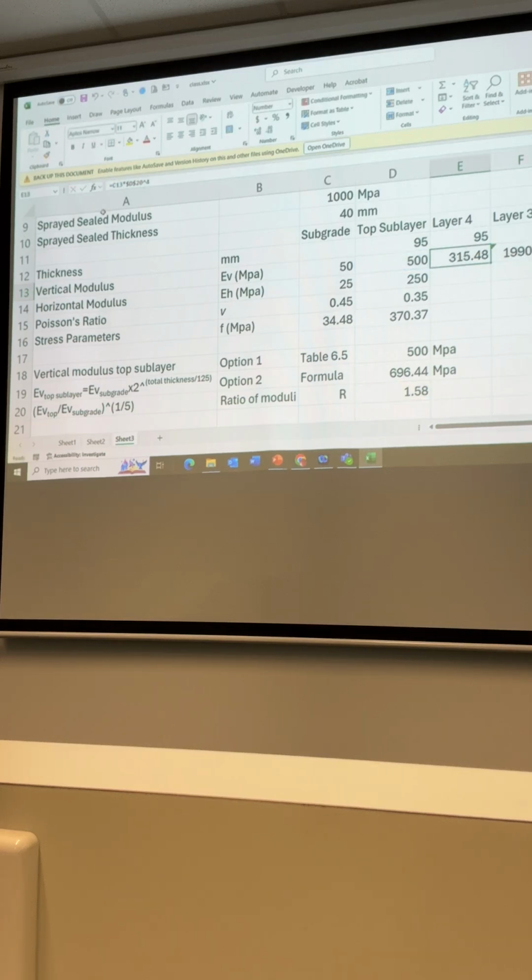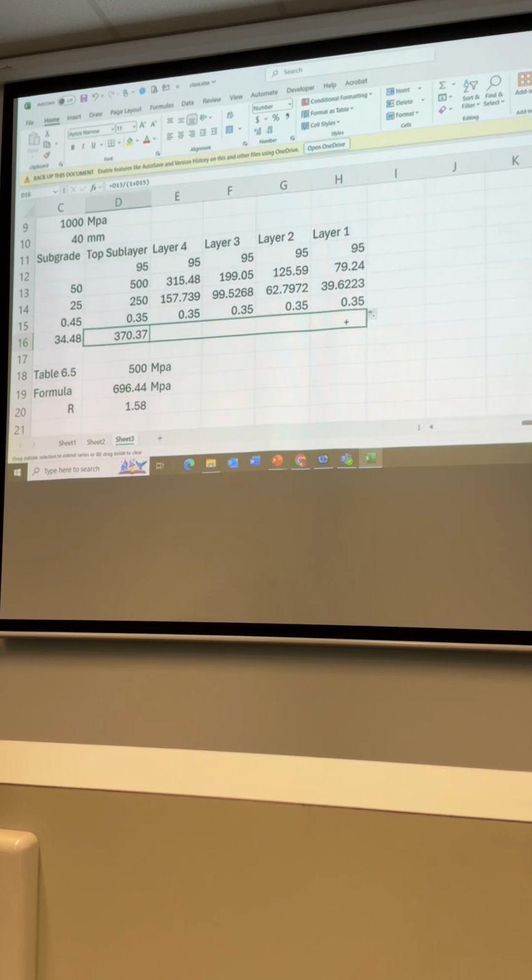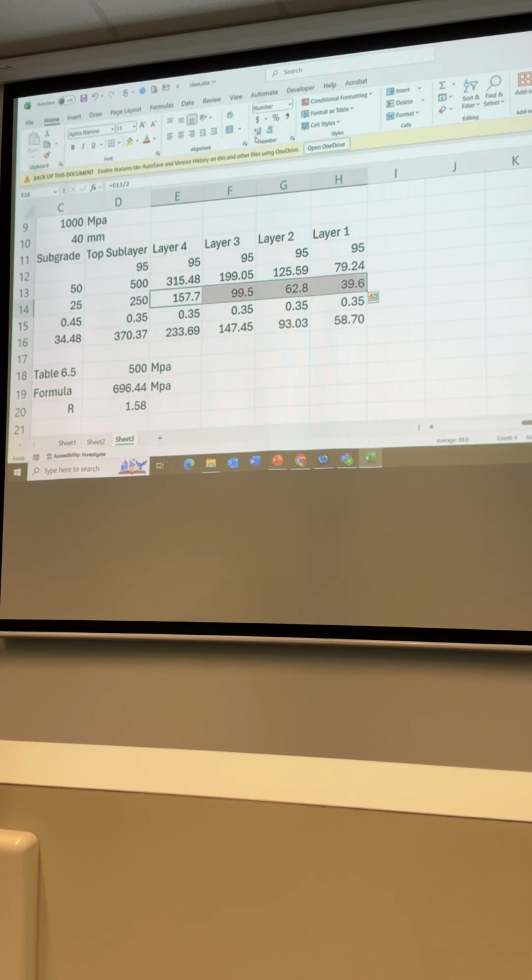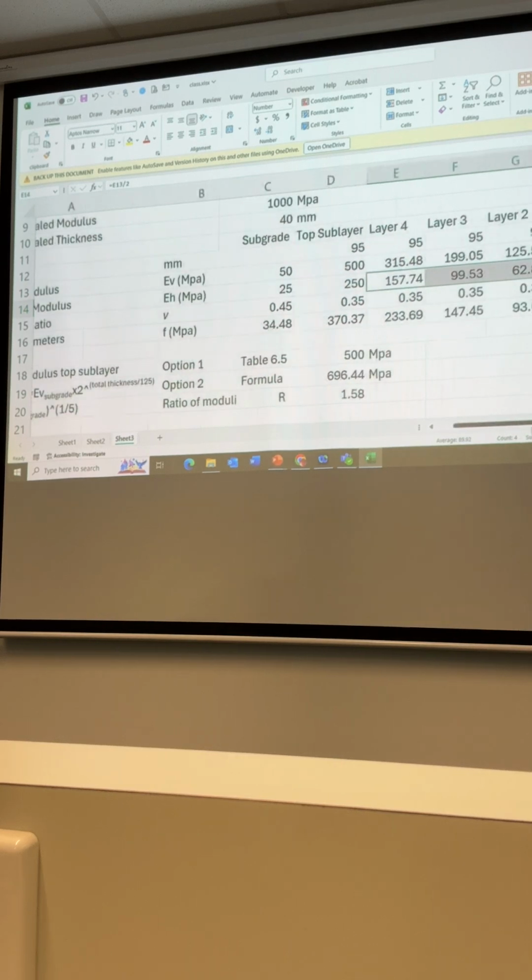Okay, I click something. I want this one. This one will be to the power of 3. This one will be to the power of 2. This one will be to the power of 1. This one, same. You got same number? Got the same?